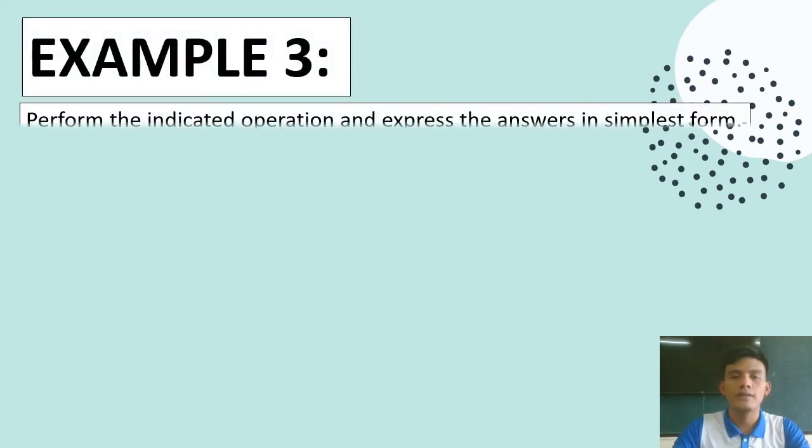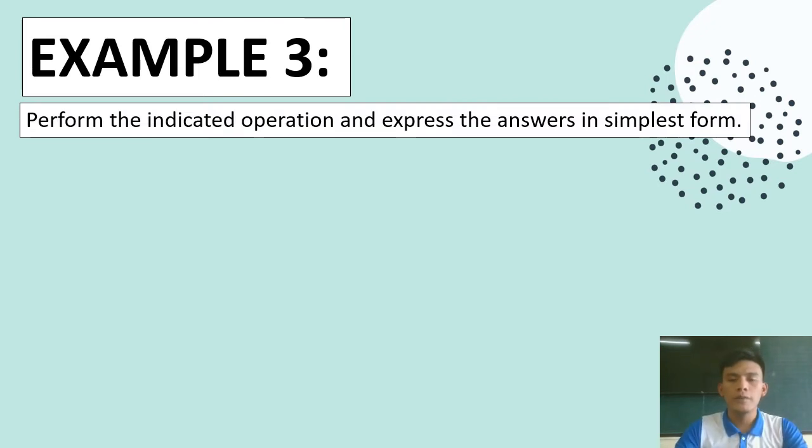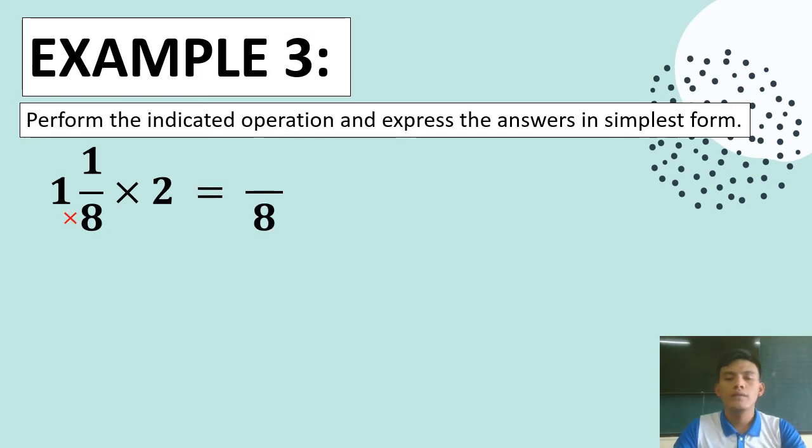Example 3. Perform the indicated operation and express the answers in simplest form. 1 and 1/8 times 2. 1 and 1/8 is a mixed number. You need to change that into a fraction. To do that, you need to copy the denominator 8. For the numerator, you will do like this.